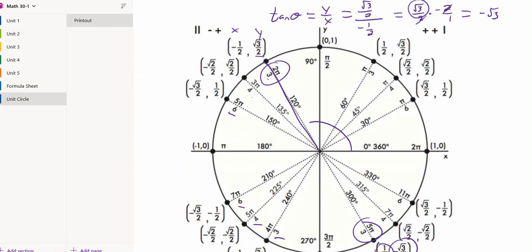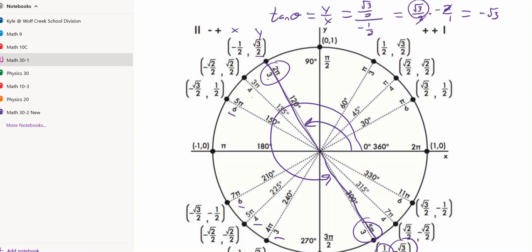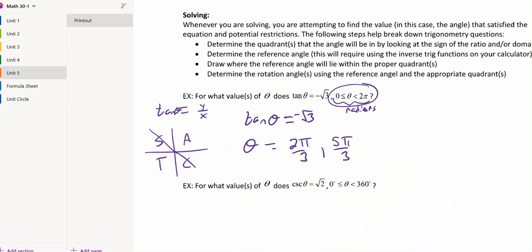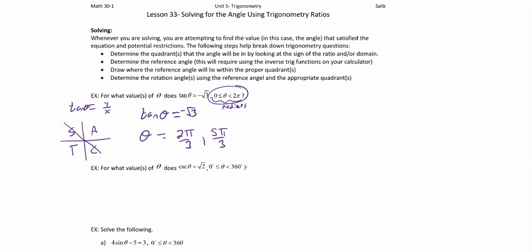So this angle here was 2 pi over 3. And then the second angle was here at 5 pi over 3. And I haven't gone to 2 pi yet, right? So I'm still within my restrictions there. Okay, moving on to the next one.